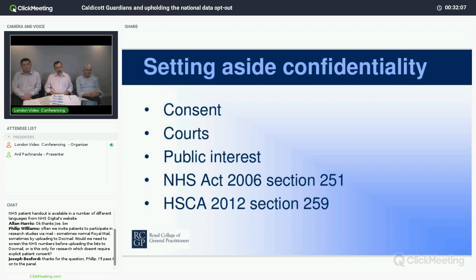So, for example, the practice receives a request for audit information with a Section 251 approval. The practice may say, actually, we don't want to take part in that audit and not send the data.